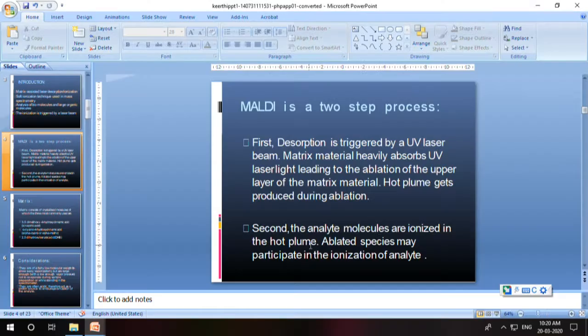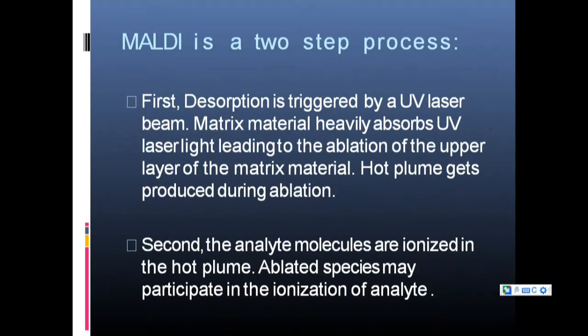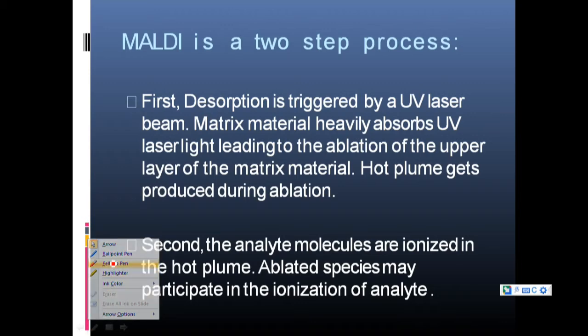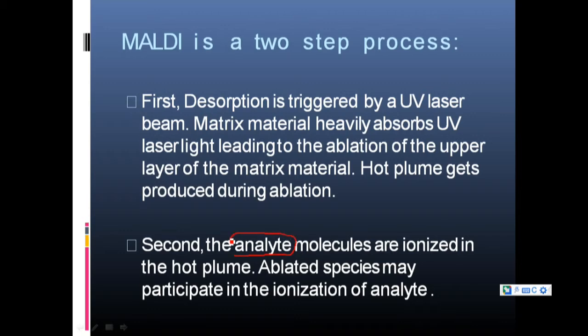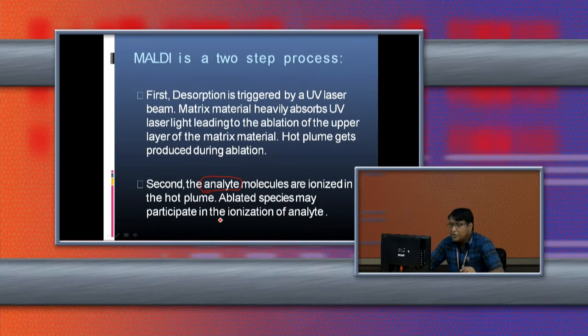First step is desorption, right? Second, the analyte molecules are ionized in a hot plume. Analyte here refers to the sample to be analyzed. Then what is the sample here? The analyte is the protein molecule, right? Don't get confused. So this will be ionized. So Maldi is a two-step process. First step is desorption. Second step is ionization. Ionization is mediated by laser light. So this is what you have to remember all through this lecture.